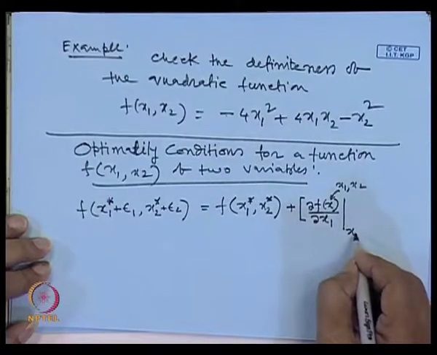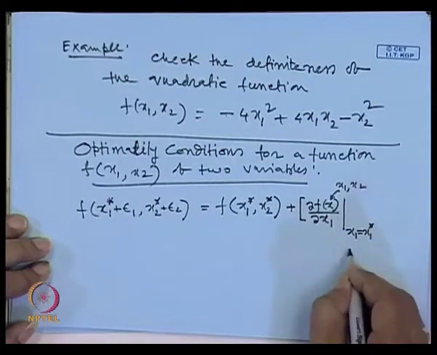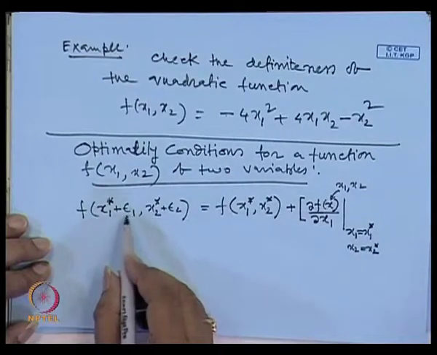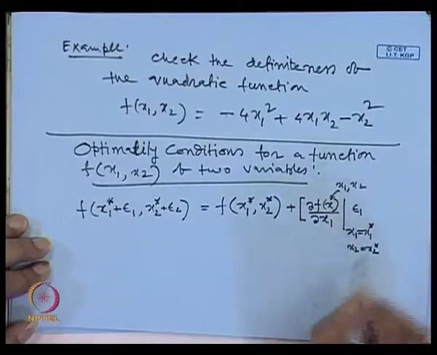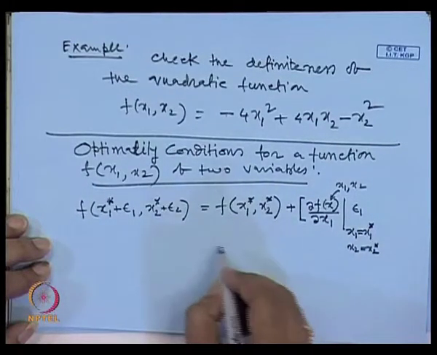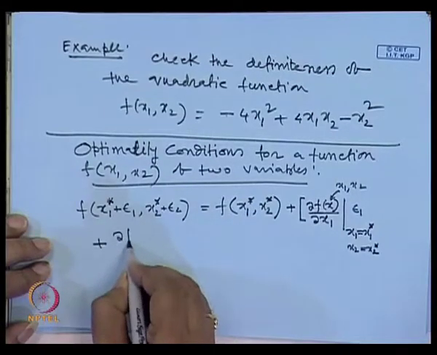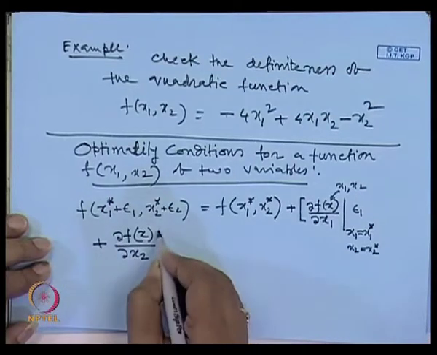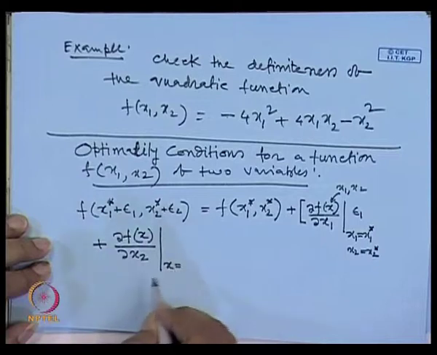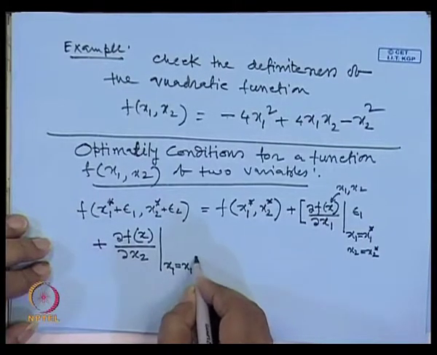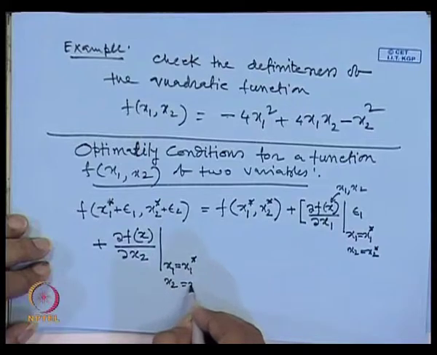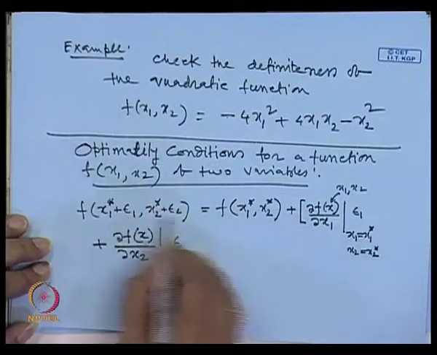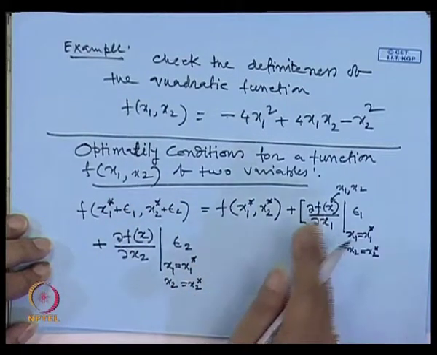So, write x 1 is equal to x 1 star, x 2 is equal to x 2 star, and what is this incremental? It is epsilon 1, plus another function is del of, just Taylor series expansion, we did it, we are doing it now, this at x 1 is equal to x 1 star, x 2 is equal to x 2 star, multiplied by the incremental epsilon 2. This is the first order approximation.